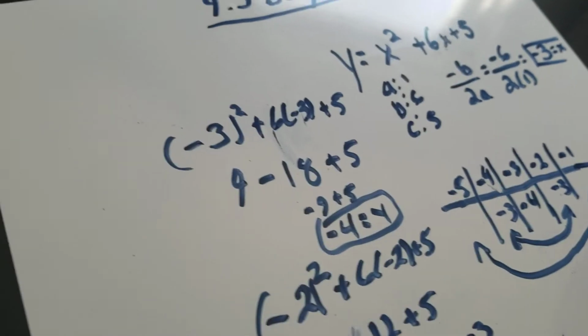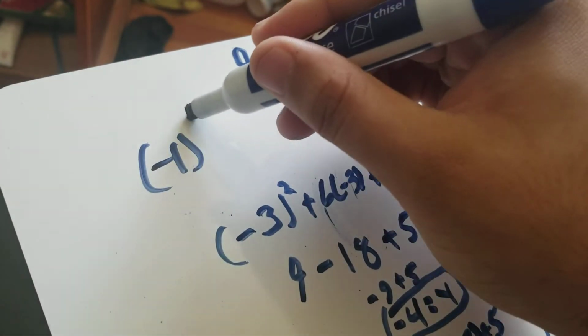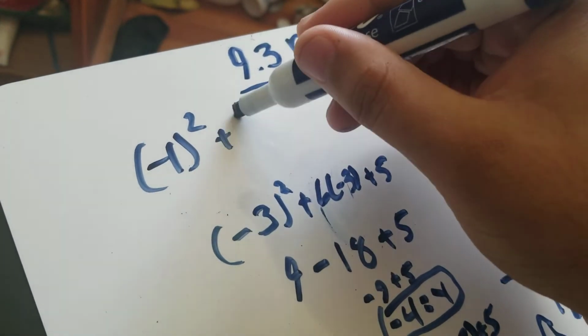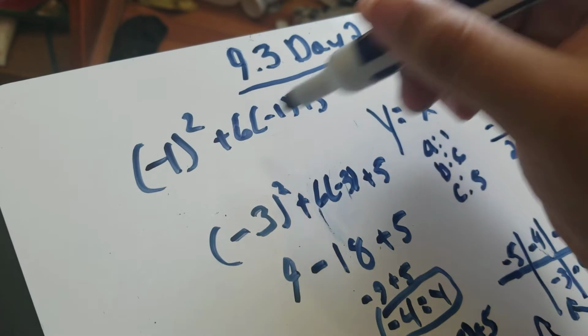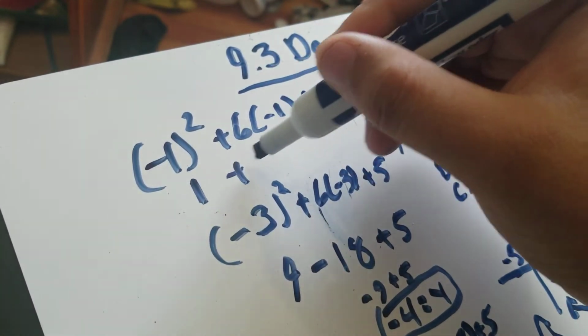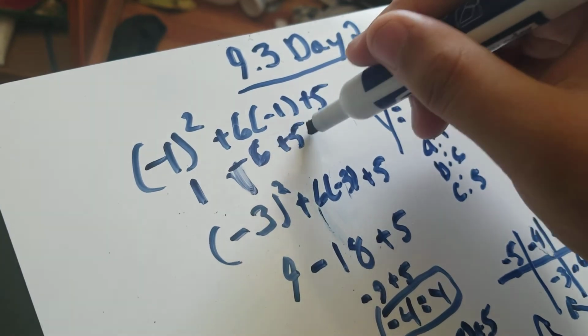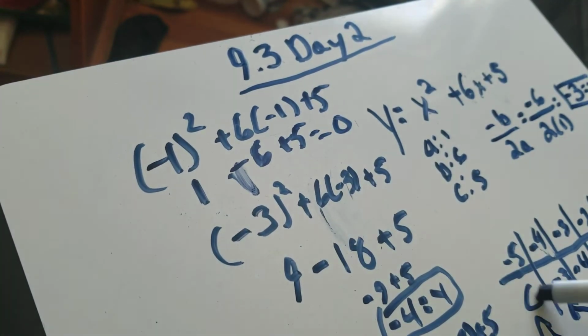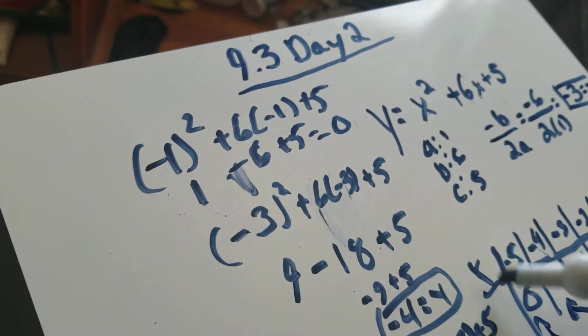Let's plug in negative 1 now. Negative 1 squared plus 6 times negative 1 plus 5. There's a positive 1, minus 6 plus 5. You do the math, that should be 0. 0, 0. Okay, and now I'm going to put my x and y's, and here's the reason why.